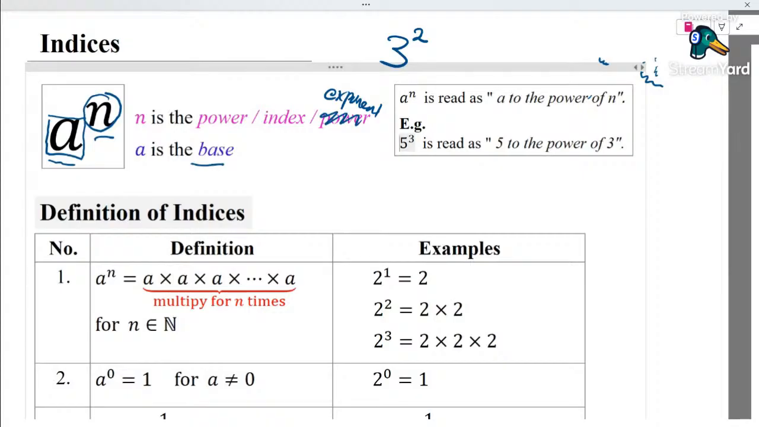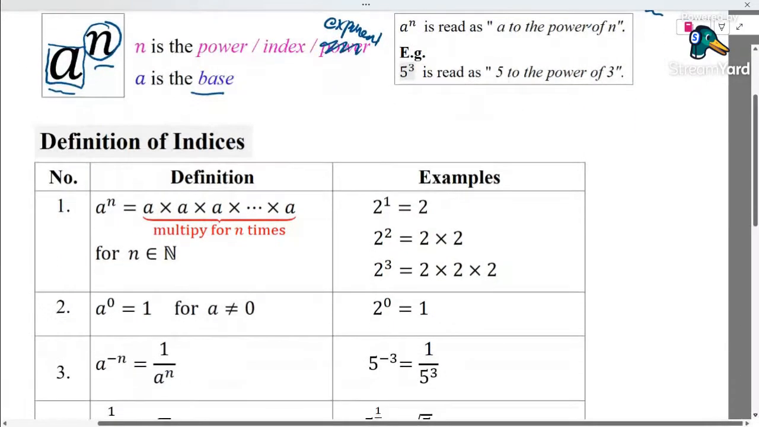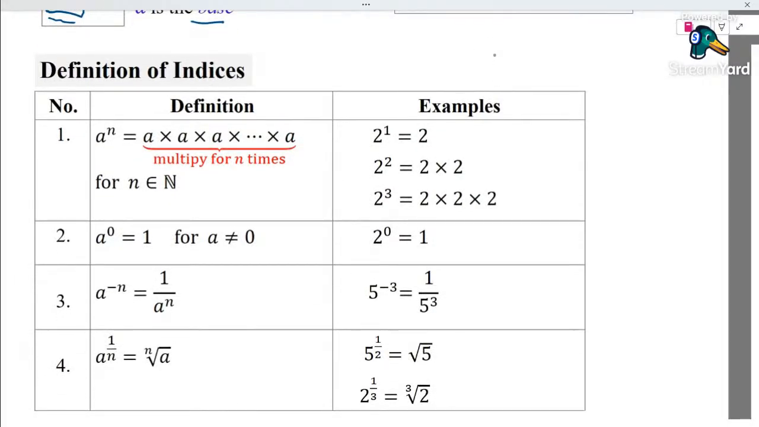Then next, we go for the definitions. What you need to know about indices for the definition is that, first of all, if you happen to have a number multiplied by itself n times, we summarize it and write it as a to the power of n. For example, 2 is actually 2 to the power 1, but usually the 1 here we don't write. If 2 is multiplied by itself 2 times, we have 2 to the power of 2. 2 multiplied by itself 3 times, 2 to the power of 3. Just as simple as this for the definition.